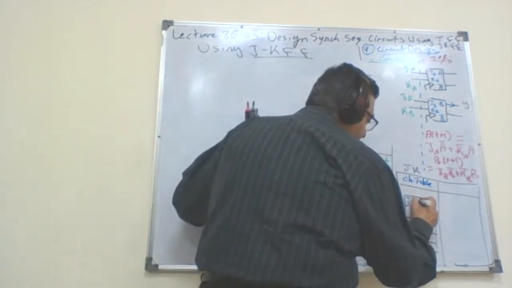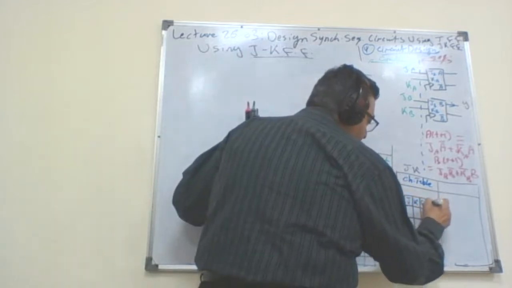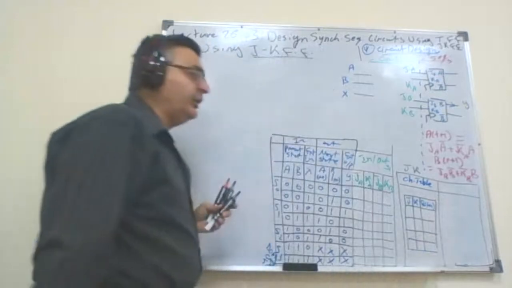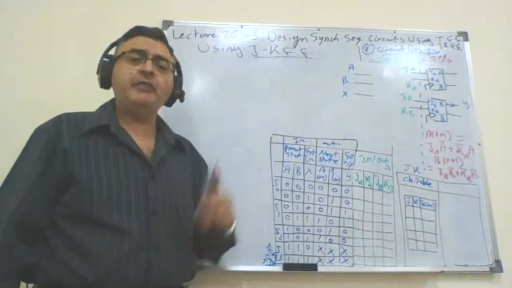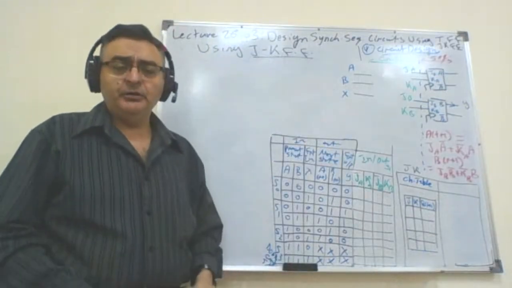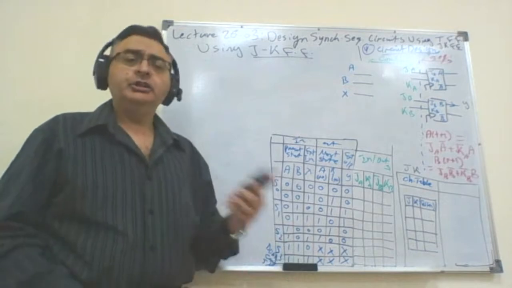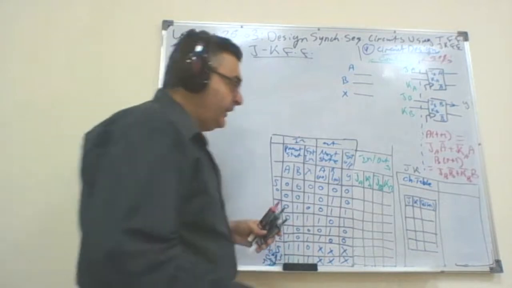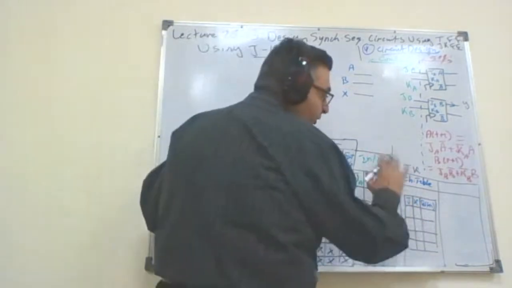J, K, Q of T plus 1. By the way, we don't have only one Q of T plus 1 now. We have A of T plus 1, B of T plus 1. And we have JA, KA, JB, KB. Okay? So, characteristic table, we memorize it.